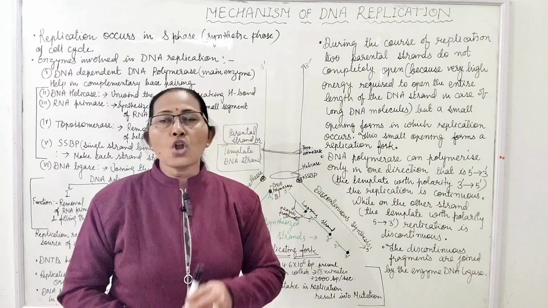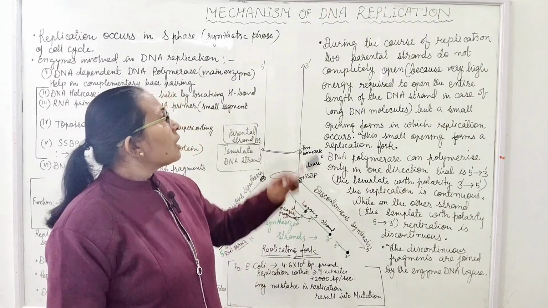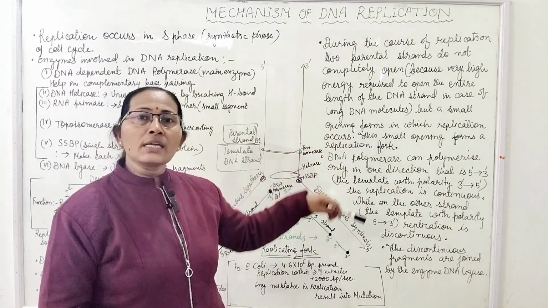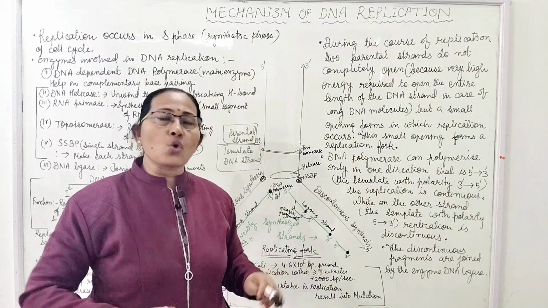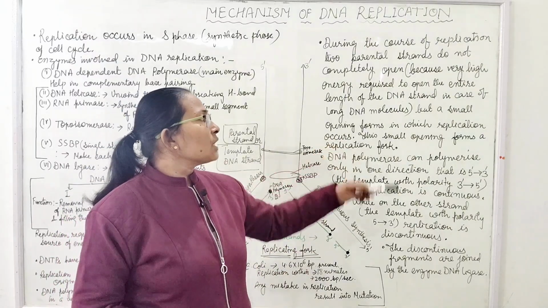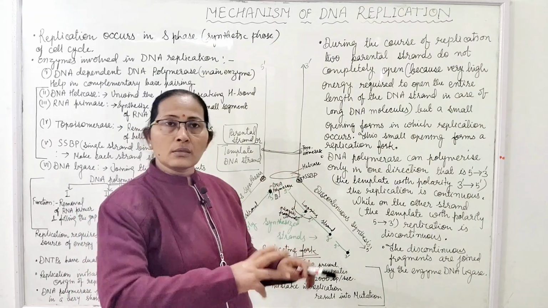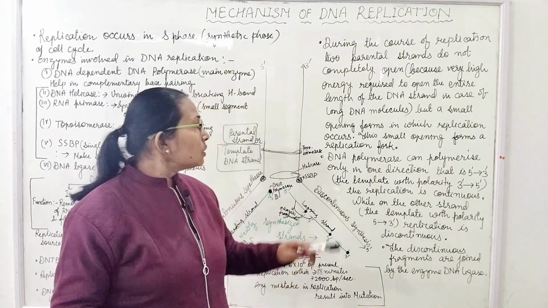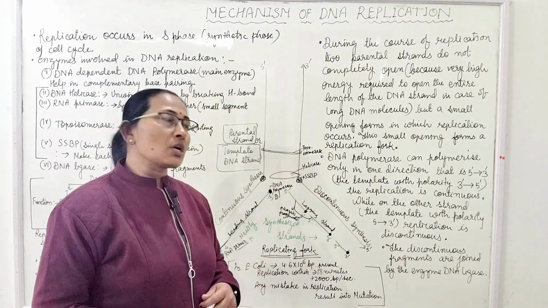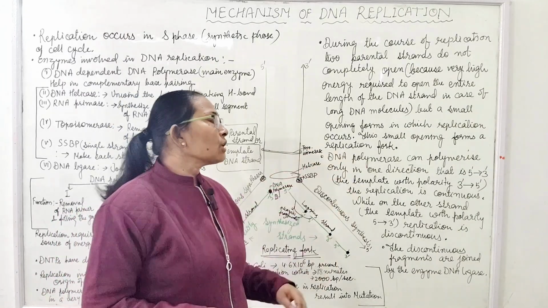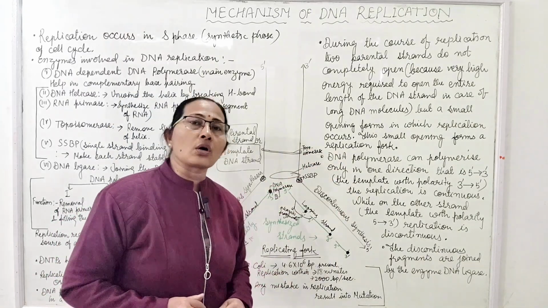In case of long DNA molecules, the entire length of the DNA strands is not opened, but a small opening forms along the length, in which replication occurs. This small opening forms a replication fork.